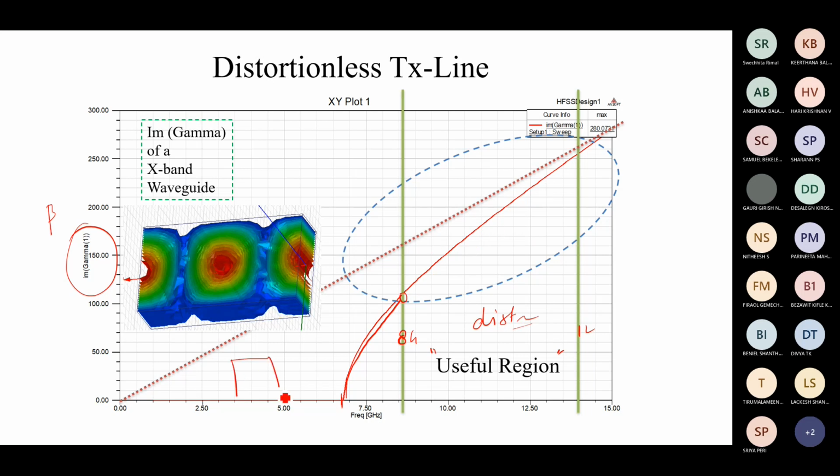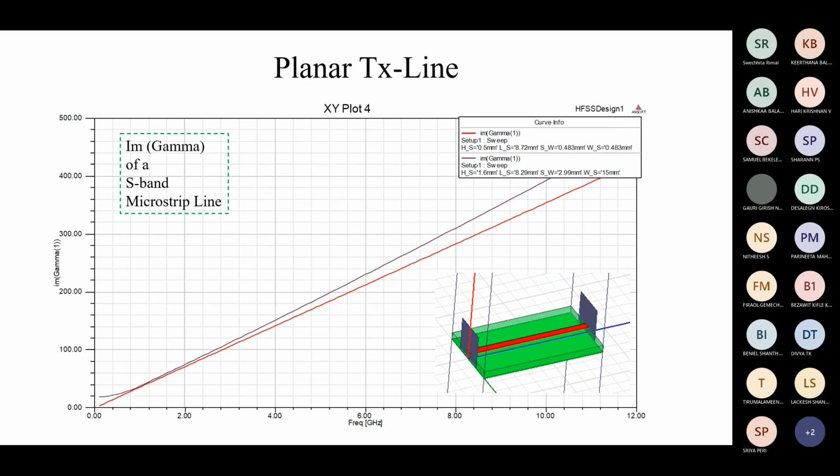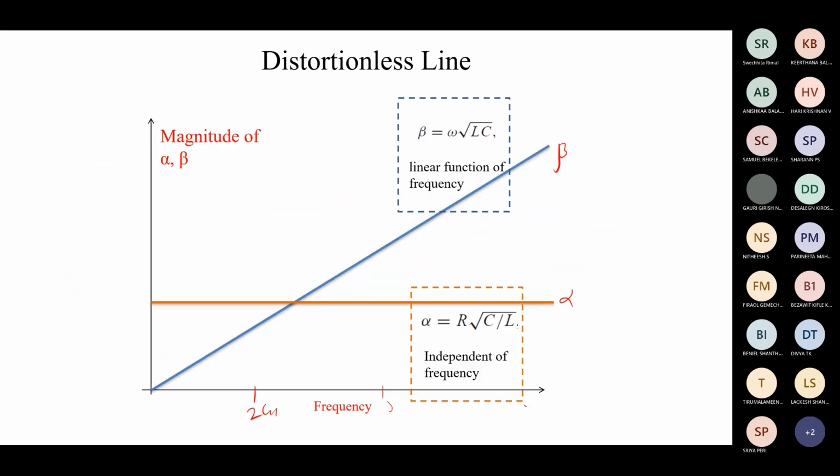This is for a rectangular waveguide. But if you take the normal PCB, there is a dielectric material, and it is coated by metal on both sides. When we simulate this type of structure, you can see port 1 and port 2 that I kept, and the wave is traveling from here to here. Using this wave propagation, the imaginary part of gamma is calculated, and we often refer to this as a microstrip line. We can see that the beta is almost constantly increasing. This means it is linearly proportional, which is expected.